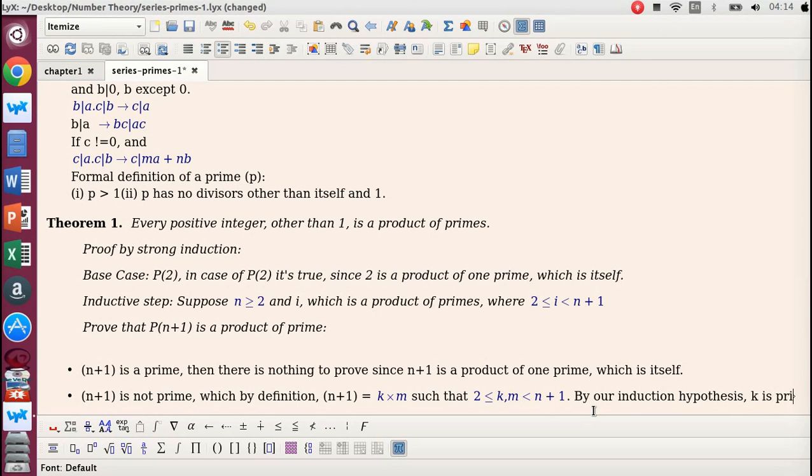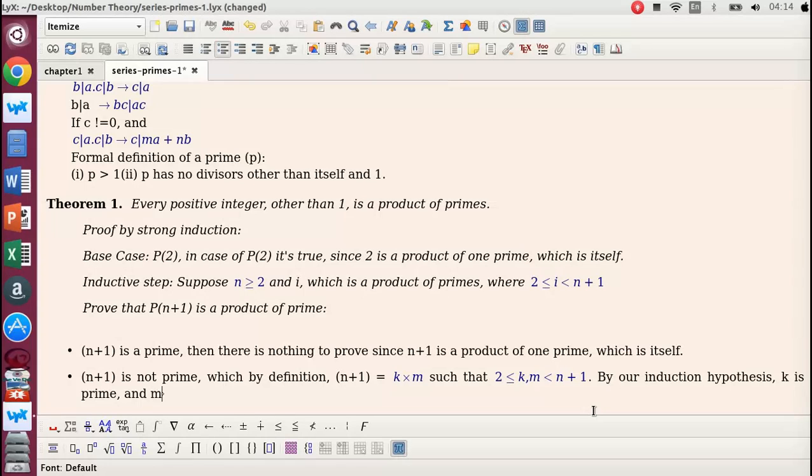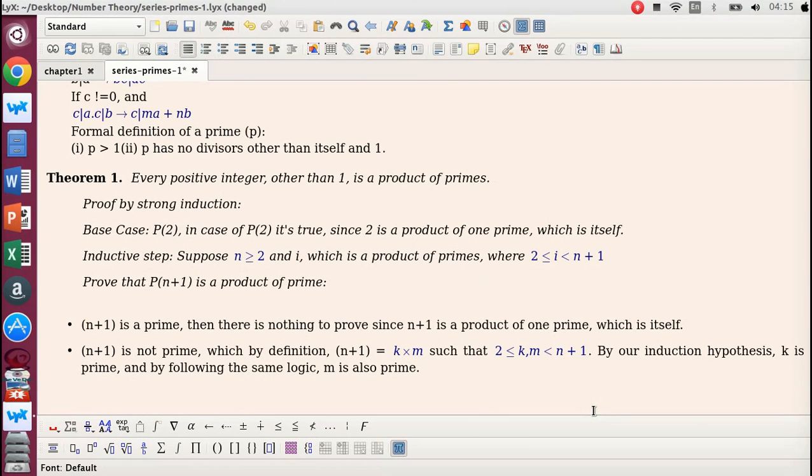k is prime, and by following the same logic, m is also prime. Then it is the case that n plus 1 is a product of primes, which proves our point, and this was our simple proof by induction. There is also another way to prove this by contradiction, but we'll get to that later on.